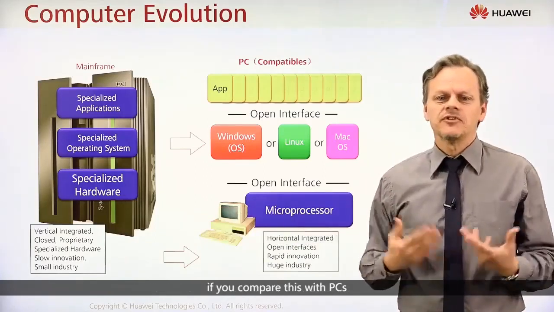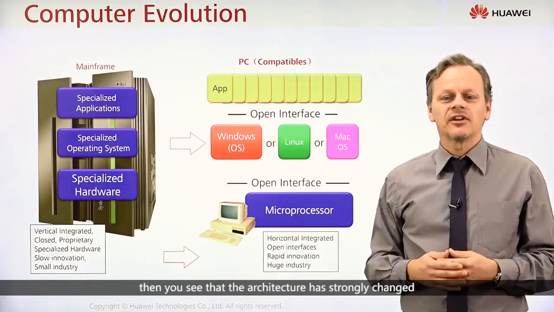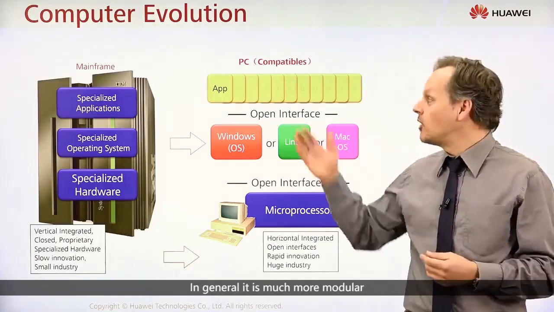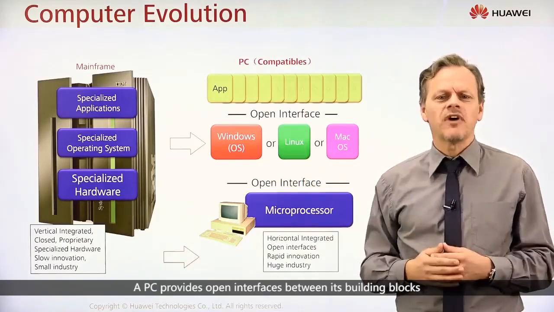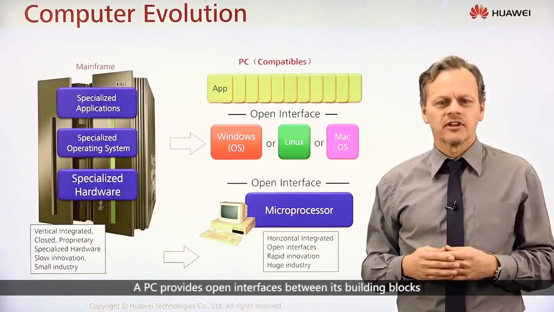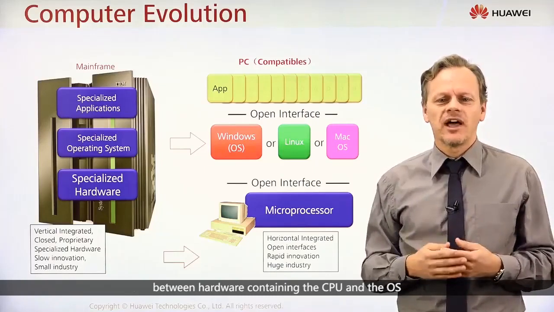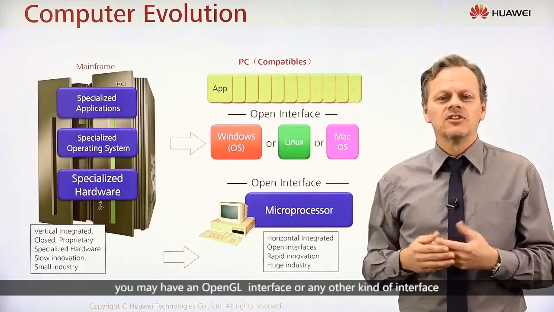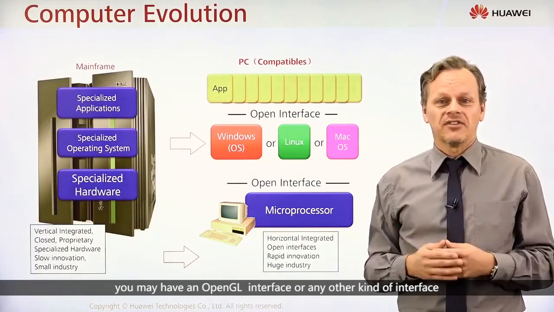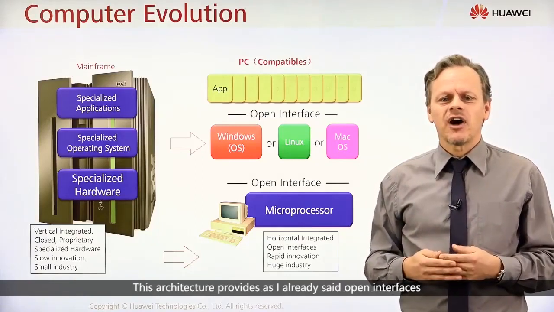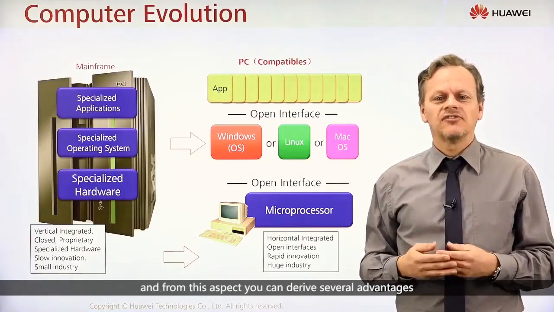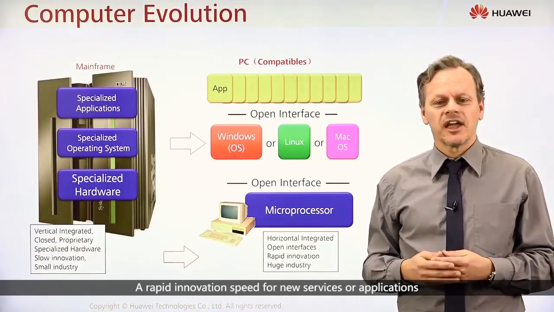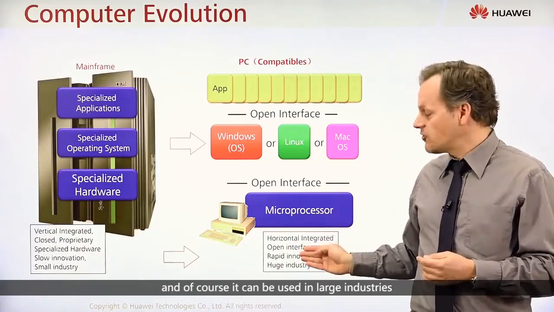If you compare this with PCs, then you see that the architecture has strongly changed and is quite different from a mainframe. In general, it is much more modular. A PC provides open interfaces between its building blocks. Between hardware containing the CPU and the OS, you may have, for instance, a PCI or a SATA interface. Between the OS and the applications, you may have an OpenGL, a DirectX interface, or any other kind of interface. This architecture provides, as I already said, open interfaces. And from this aspect, you can derive several advantages: a rapid innovation speed for new services or applications, and of course, it can be used in large industries.